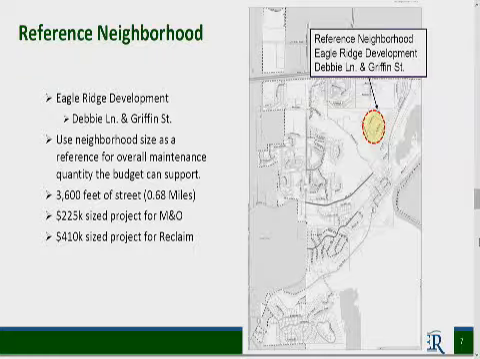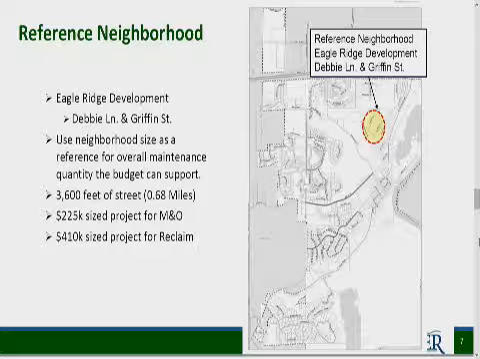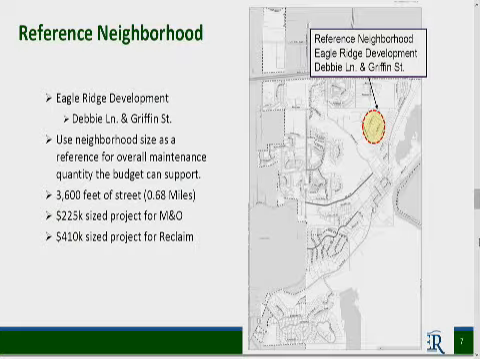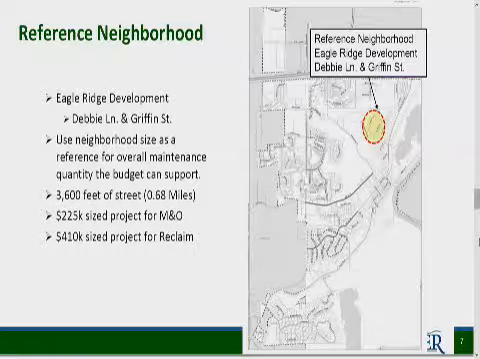It's about 3,600 feet of street, about 7/10 of a mile worth of pavement. About $225,000 for a mill and overlay, or $410,000 for a reclaim. So we're going to think about this in terms of a reference neighborhood tonight, so Eagle Ridge is going to be our reference.